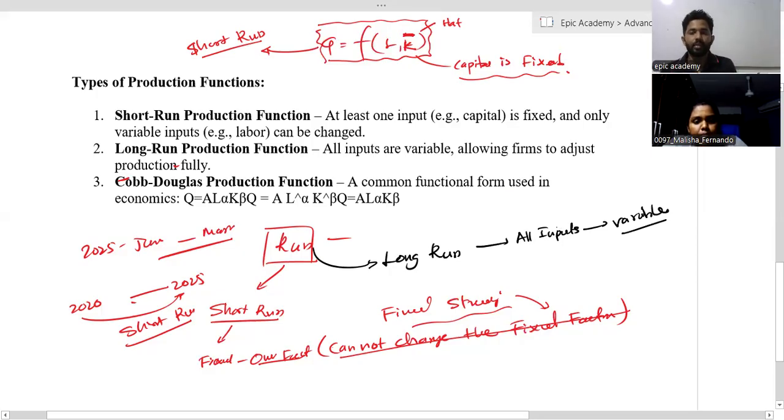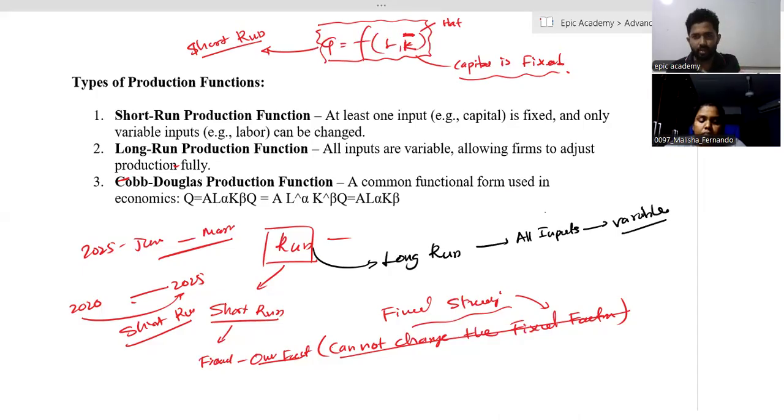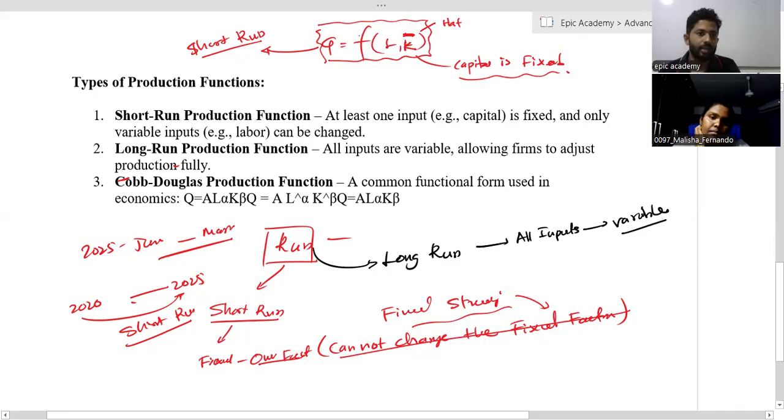Sometimes some companies shift from short run period to long run period within a few days. Yes, but some companies conduct their production process over 5 years, 6 years, and still they are running their production process in the short run because their abilities are at a low level. So I think you got the idea related to the short run and long run. That is how we can identify short run production.